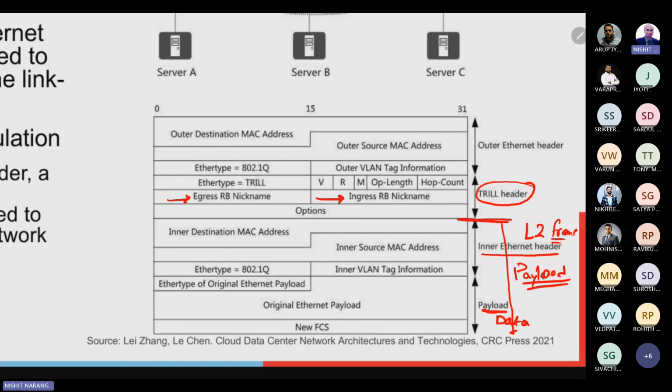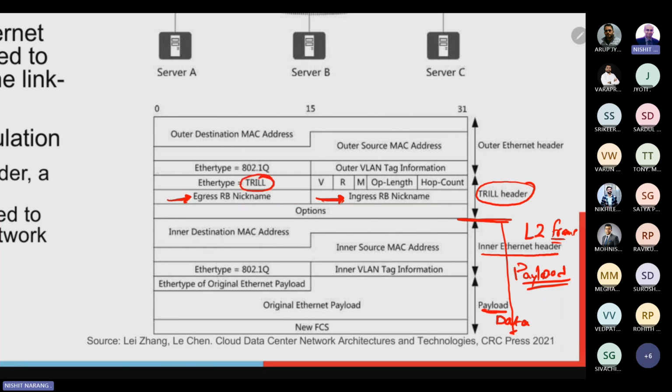So I do that by, instead of putting an IP header, putting a Trill header. I have an egress RB nickname, which is like your IP address, an ingress RB nickname, some other tags, and an ether type equal to Trill.